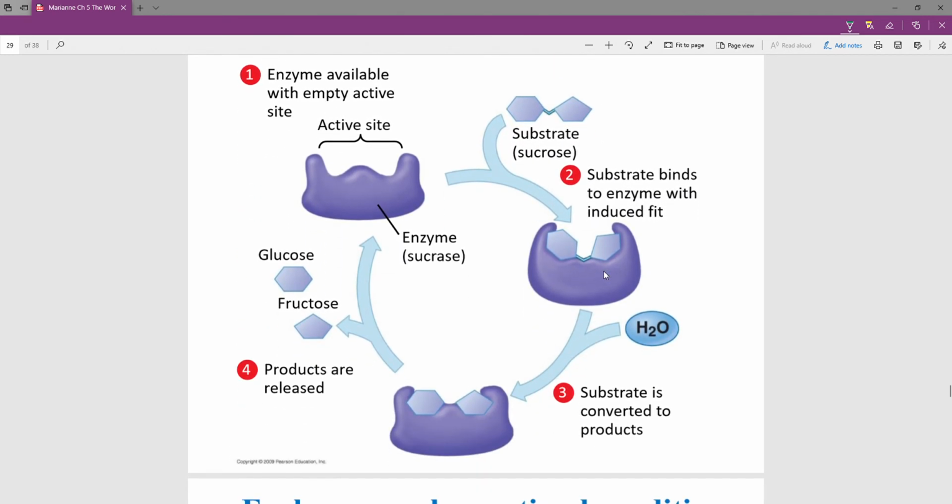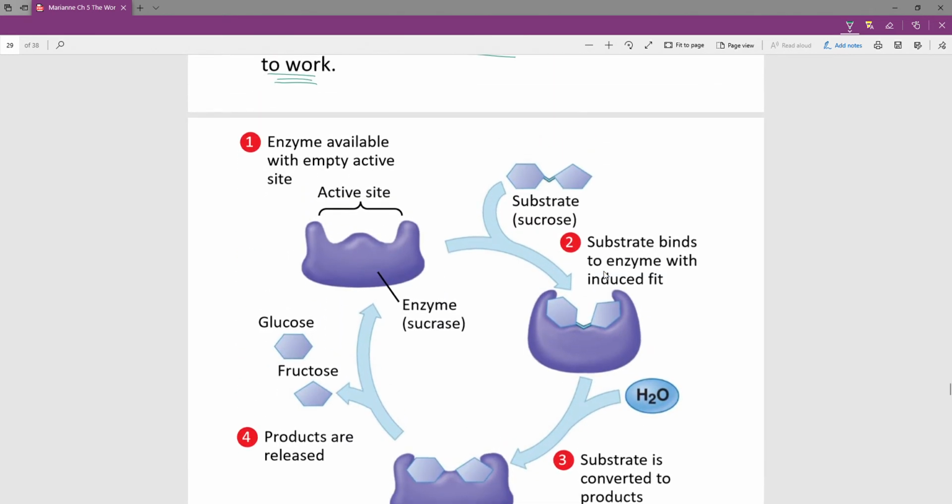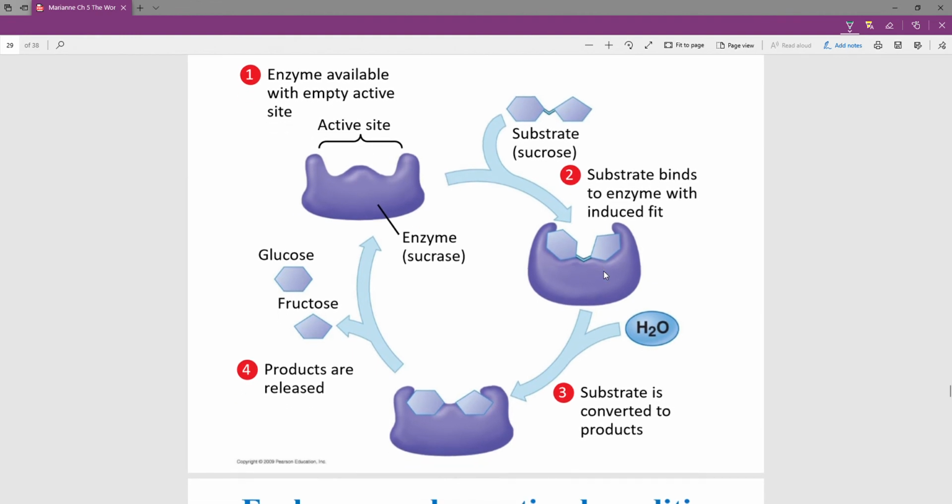I really like this picture because it's kind of what I've been trying to draw, but it does a much better job. So sucrase is going to be acting on sucrose. So my enzyme is sucrase, and it does have an active site that you can see here, right? The shape. And this shape fits the substrate. So the substrate can fit into the active site. We talk about it binding with an induced fit, or it just fits, really, is what we're talking about.